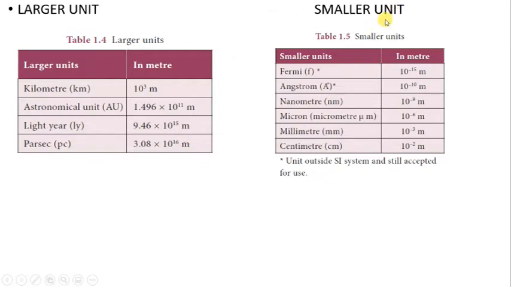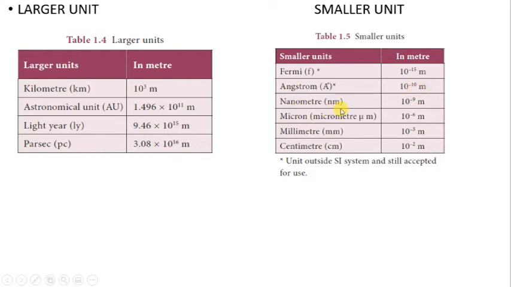Likewise, smaller units are also there. They are Fermi, small f, 10 to the power minus 15 meter. Angstrom, capital A, and we have to write a small 0 above capital A. Like you write a degree of an angle, you have to write it like that. If you write simply A, it means the alphabet A. If you write a degree along with the A, then it means angstrom. Okay, angstrom. That is 10 to the power minus 10 meter.